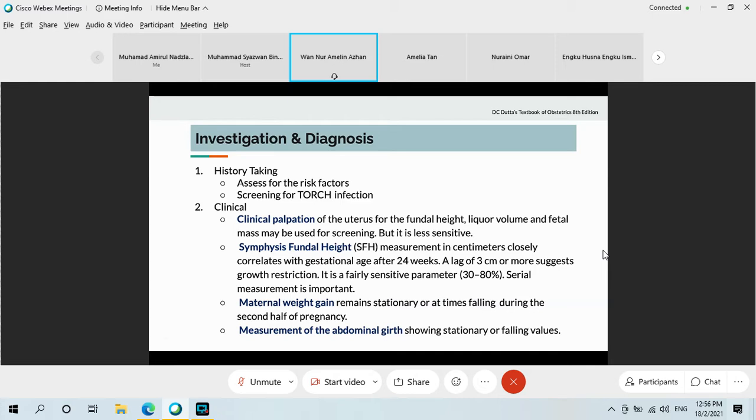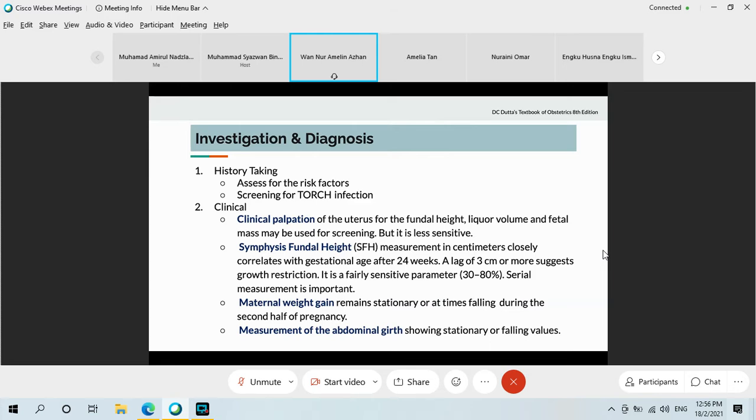Symphysis fundal height measurement in centimeters closely correlates with gestational age after 24 weeks. If there's a lag of 3 centimeters or more, it might suggest growth restriction. It is a fairly sensitive parameter and serial measurement is important. Next is maternal weight gain. It remains stationary or at times falls during the second half of pregnancy for mothers with FGR.